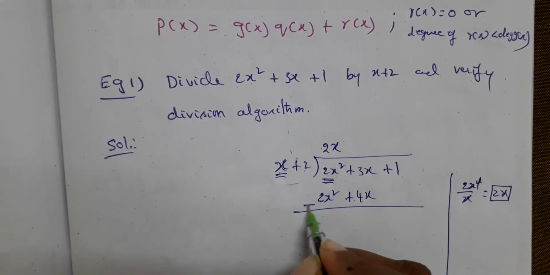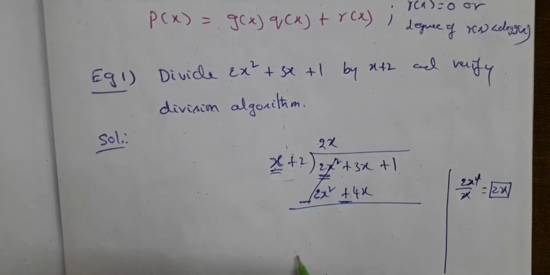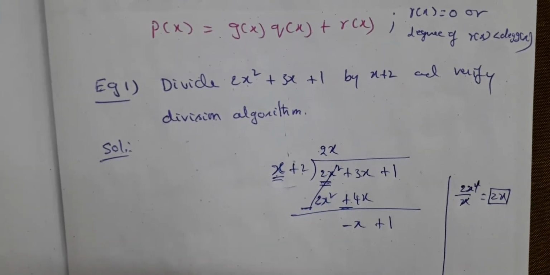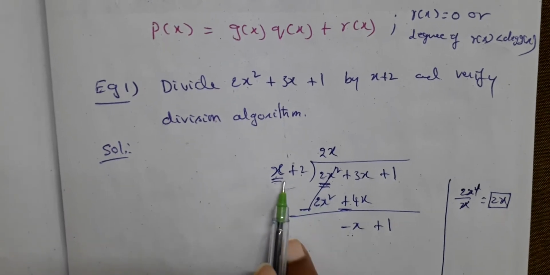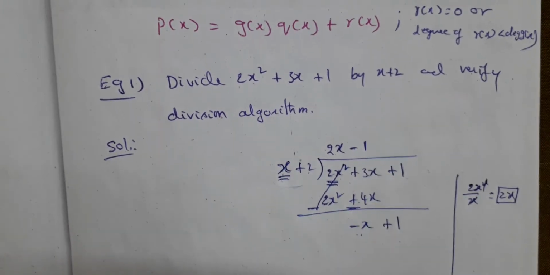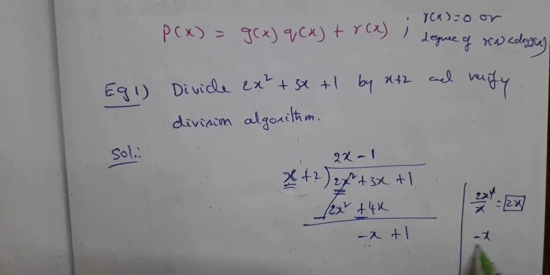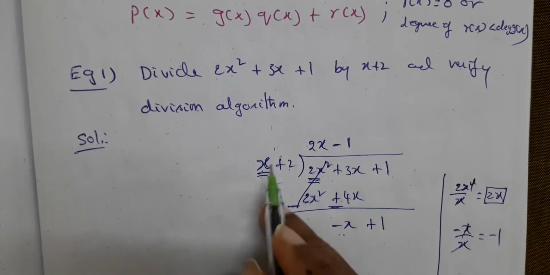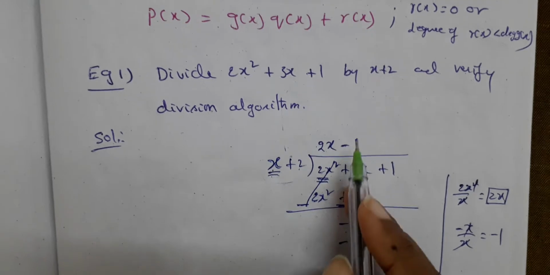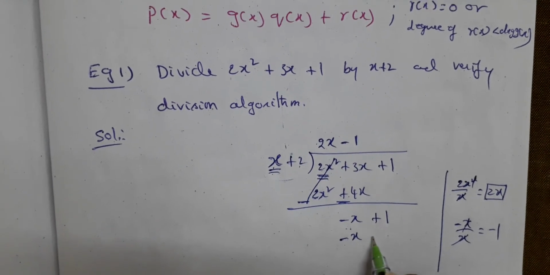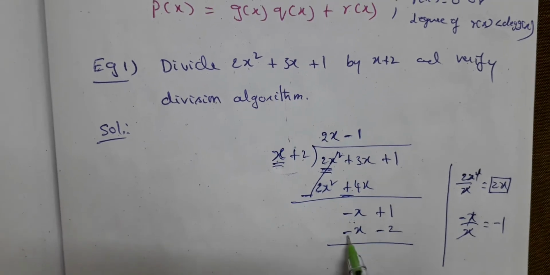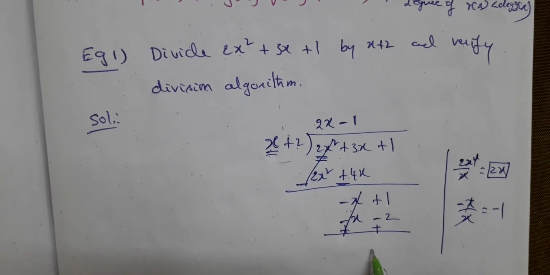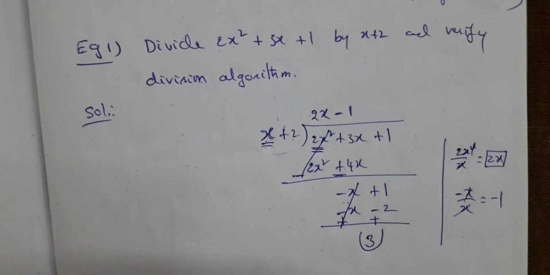In division it is subtraction, signs will change, these two will get cancelled, 3x minus 4x is minus x, descend plus 1 here, so this is plus 1. Now again look at this, minus x and x, so I can multiply it with minus 1. Those who want it in this pattern, x and x will get cancelled and you are left with minus 1. So minus 1 into x is minus x, and minus 1 into plus 2 is minus 2. On subtraction signs will change, so plus 1 plus 2 is plus 3. So 3 is the remainder now.